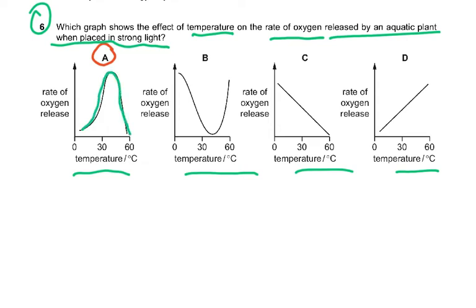So you see, oxygen is released by the process of photosynthesis, and photosynthesis is an enzyme controlled reaction. So it will increase and then decrease because there will be an optimum. And if you increase the temperature above the optimum, then of course the rate is going to go down. It's just like a normal enzyme controlled reaction. So that is why the answer was A.